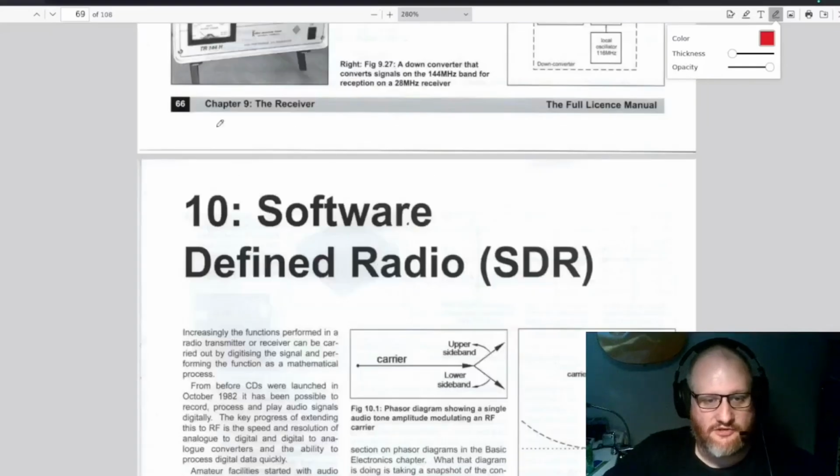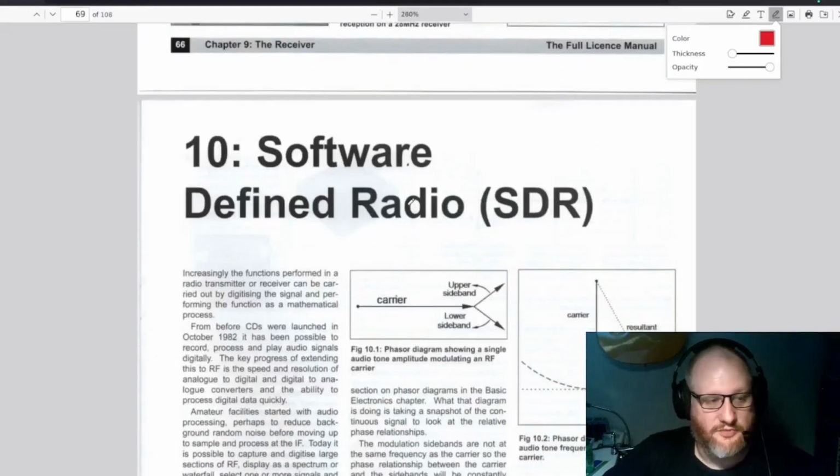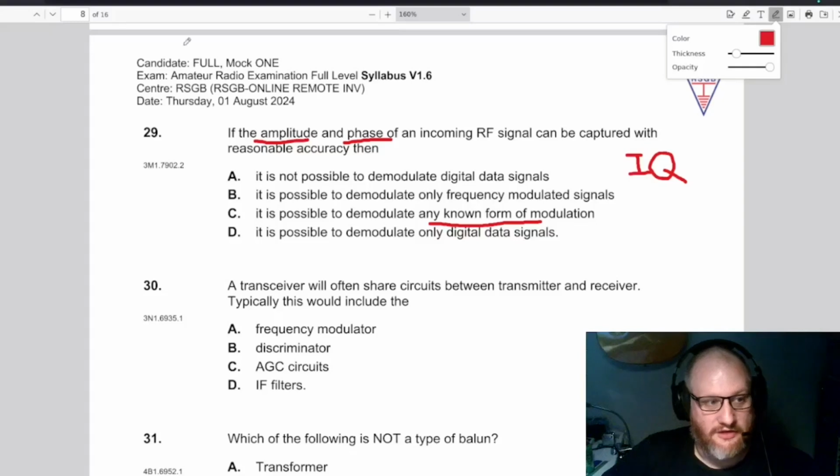This is actually covered in the software defined radio part of the full license manual, because it is a technique that was popularized in software-defined radios, where early software-defined radios would have an I and Q output, which they would output at audio frequencies, and they could be captured within a PC sound card for further processing. Not something you see much of anymore, because we've now got much faster devices that can do all of that on board. But that's a place where that technique was popularized.